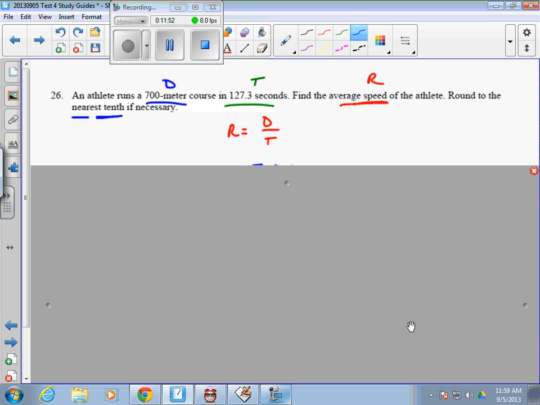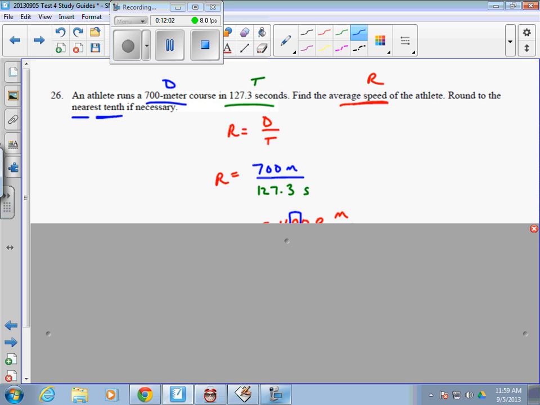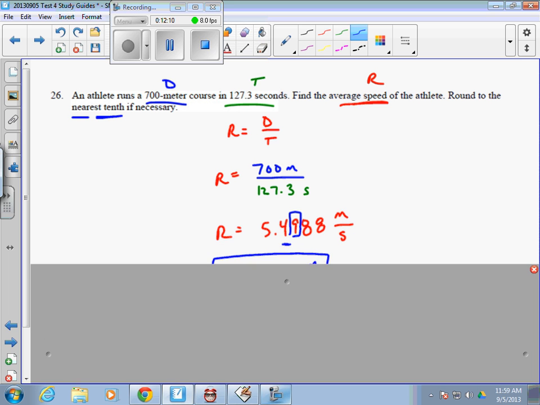For number 26, an athlete runs a 700-meter course in 127.3 seconds. Find the average speed of the athlete. Round to the nearest tenth. Again, rate is equal to distance over time, just like the last one. Plug in your values, 700 meters in place of D, 127.3 seconds in place of T, then divide 700 by 127.3, and you get 5.4988 meters per second.